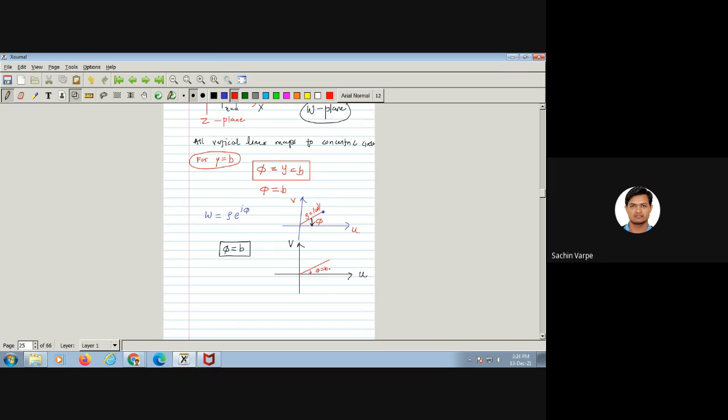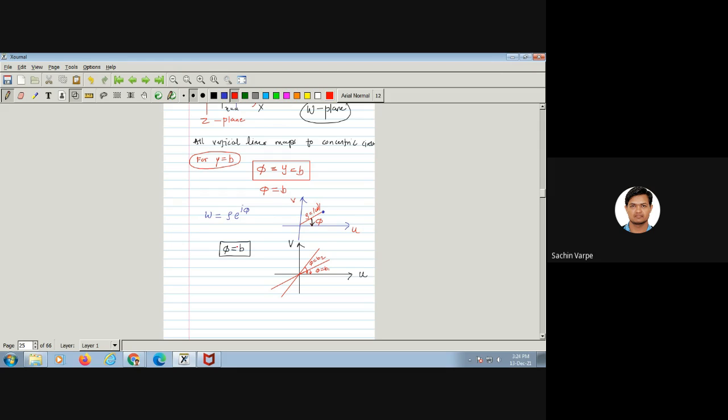Take phi equal to b1. This line is a line passing through the origin. Now what will phi equal to b2 be? That will be another line, again passing through the origin. Is this point clear? Yes. Phi equal to b is my fixed value of phi. Suppose this is b2, then next phi equal to b3.